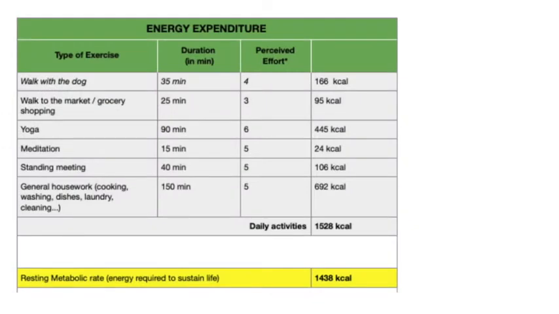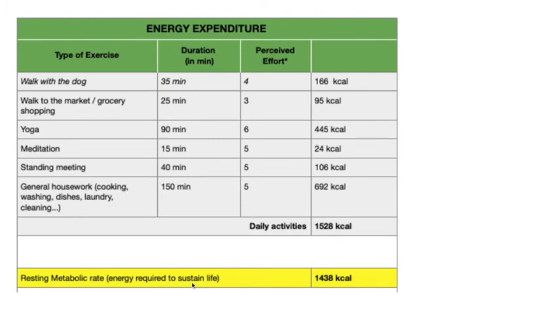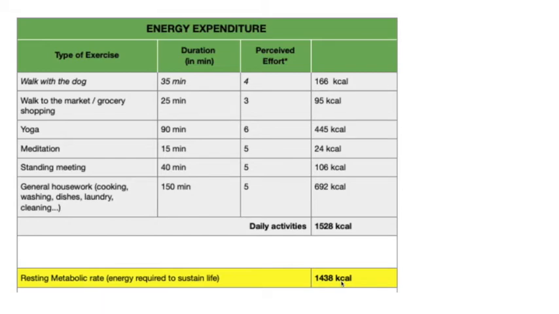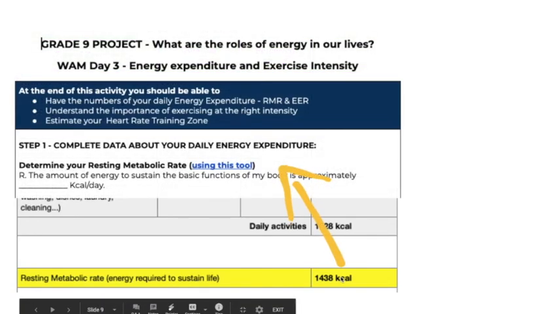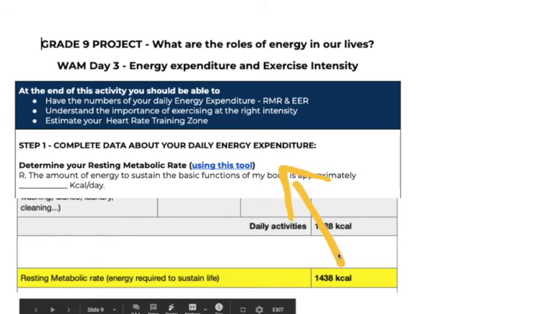Another part of energy expenditure is the resting metabolic rate, which is the energy required to sustain your life, to maintain functions such as heartbeats, nervous systems, breathing, and etc. But Miss, how do I know this number? You already got this number at a previous assignment we had on day 3, so you just need to go to that file and copy the number from there.